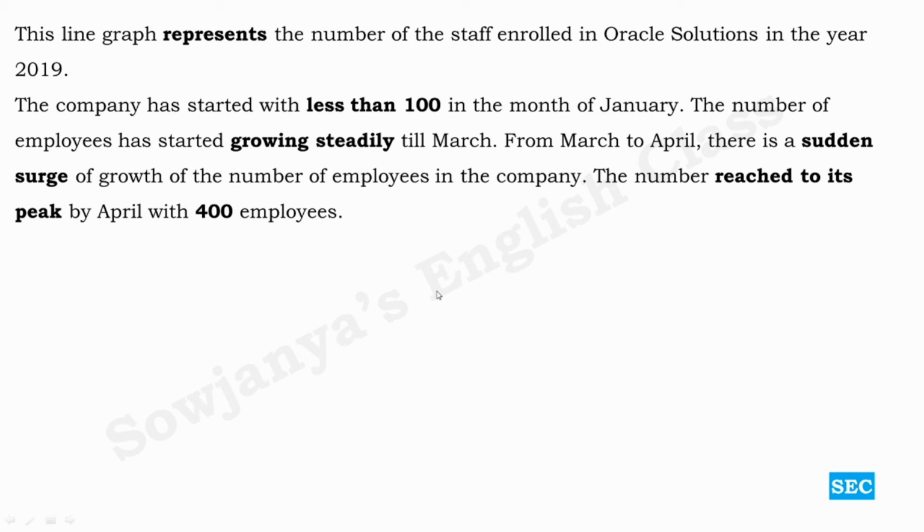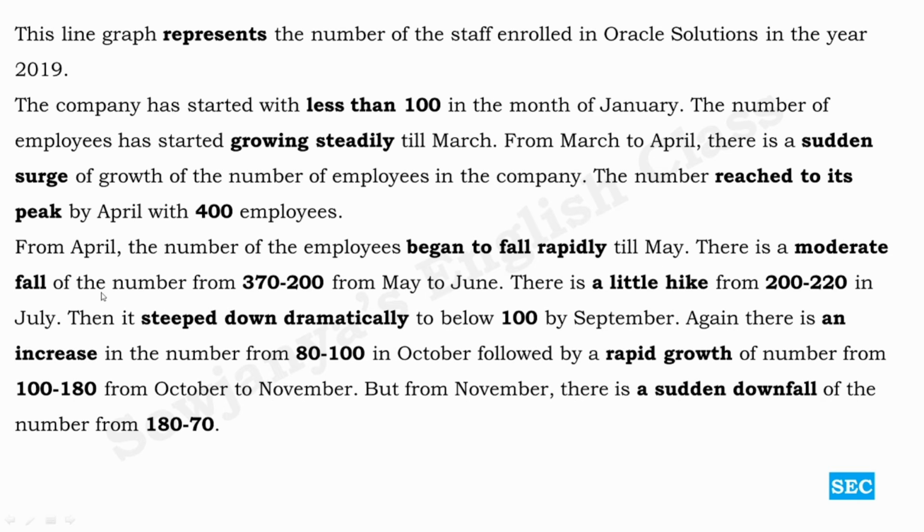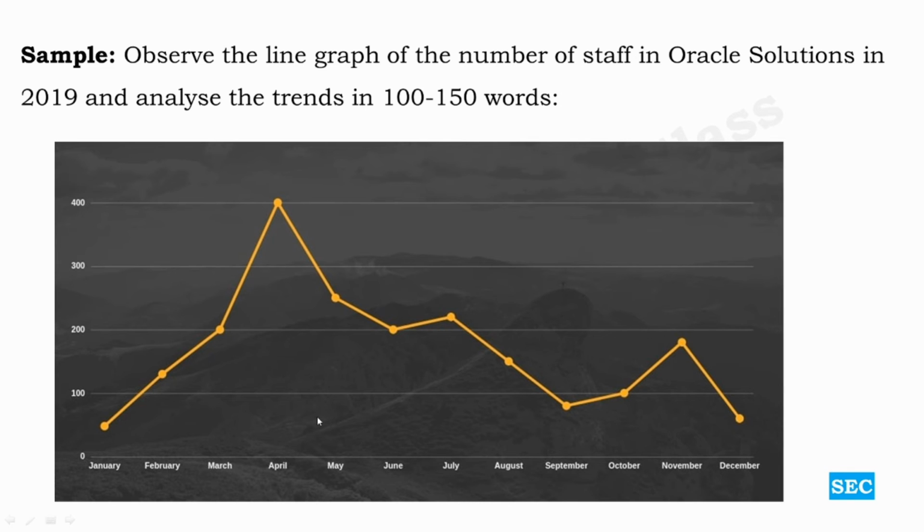That is our first paragraph. Let us go to the second paragraph. From April, the number of employees began to fall rapidly till May. So what happened here? From April to May, there is a rapid downfall if you see. But we can't use the word plummeted because it hasn't reached below 100 like the starting point. So we can't use that particular word. Its degree is really high.